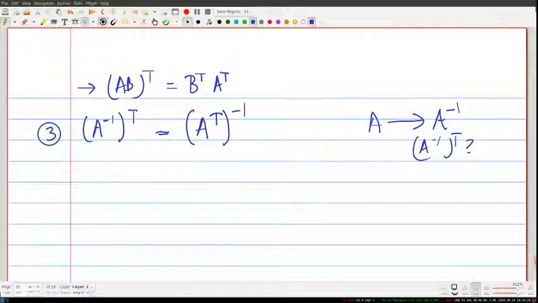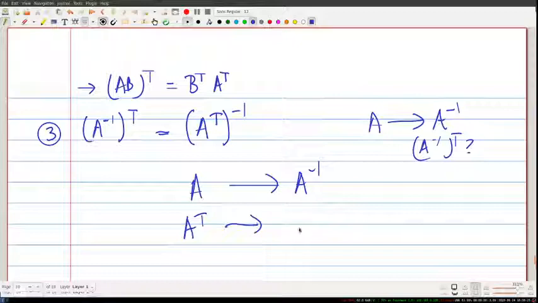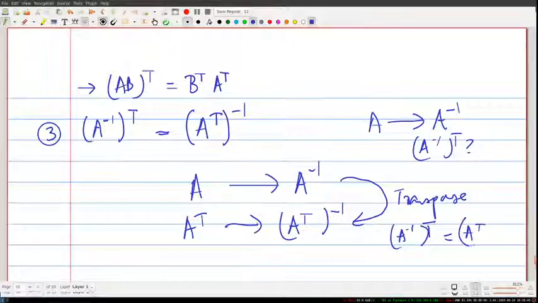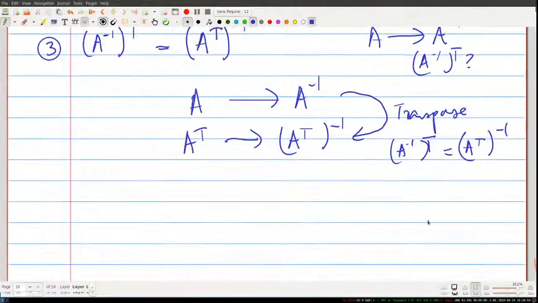So let's say you found A's inverse, and you took A transpose and found A transpose inverse. The relationship between these two matrices is that the transpose of this is equal to this. So the idea is, if you take A inverse and you transpose it, you get the inverse of A transpose. That's what the equation is saying. This is of course slightly tricky to prove, but maybe we can look at it from this angle.